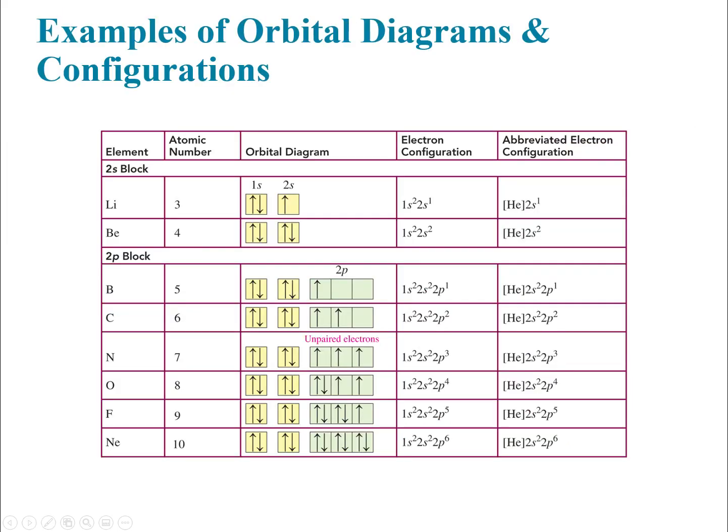This chart gives you examples of orbital diagrams and configurations for S block and P block elements, so 2s and 2p. You can use this as a reference to make sure that you're writing it in the right format, and especially for the orbital diagrams, for making sure that you're doing your electrons correctly and you're not pairing them without due cause.